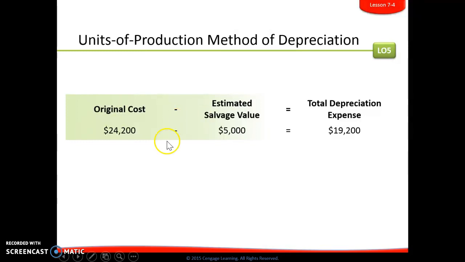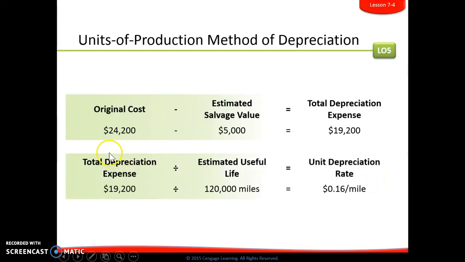Okay, so here they're showing us we're going to take the original cost minus the salvage value to get the total depreciation expense. We would then take the depreciation expense divided by the useful life, and that's how they figured out that unit depreciation rate.